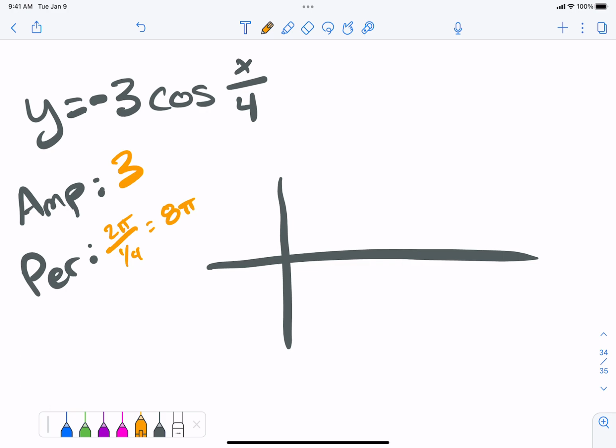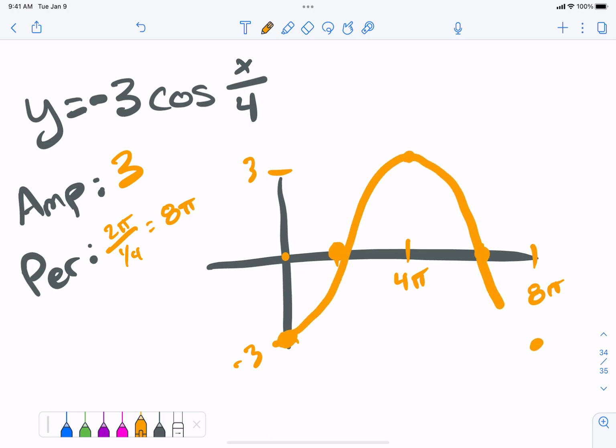Yeah, that looks good. Haley did it wrong. Look at the axis: 0, 2 pi, 4 pi, 6 pi, 8 pi. Did anybody forget to do the negative? Because it starts down here. That's what it should look like. Hold up, make sure it is cosine.